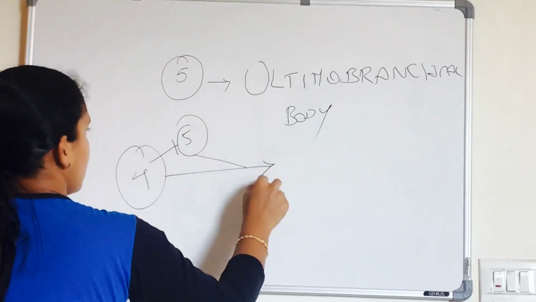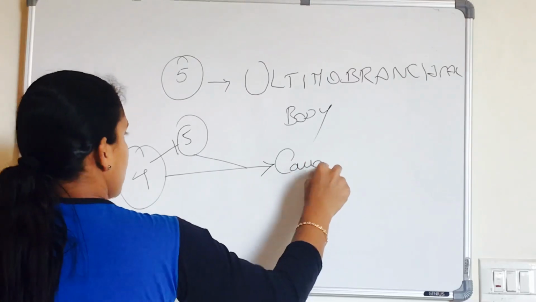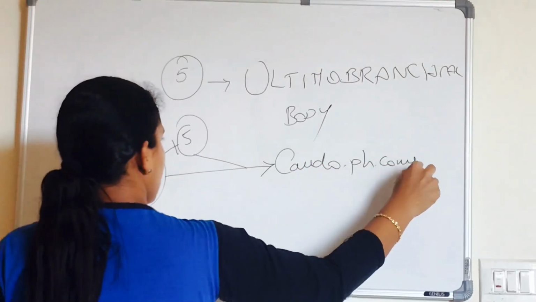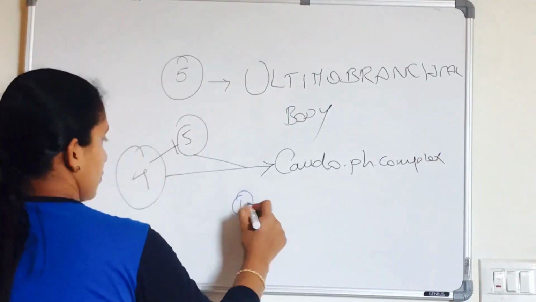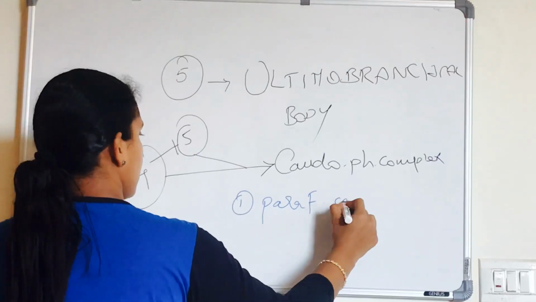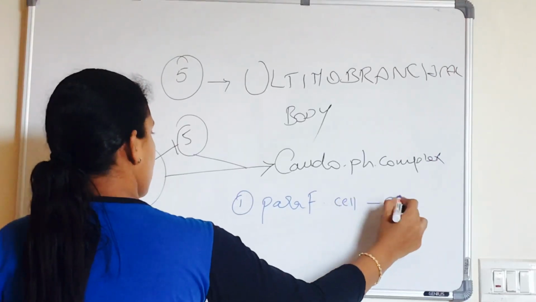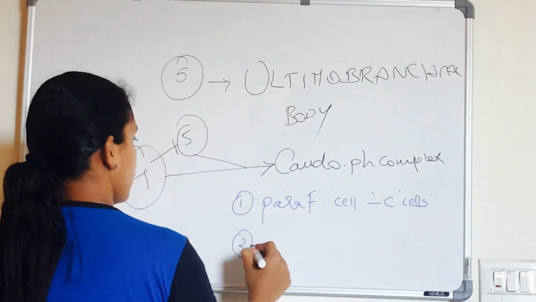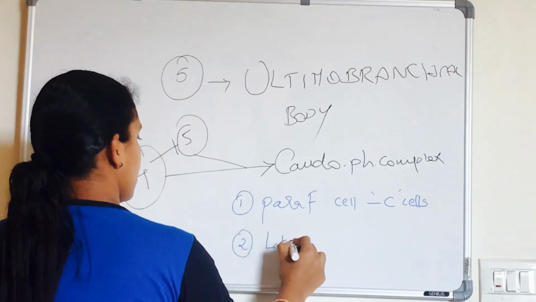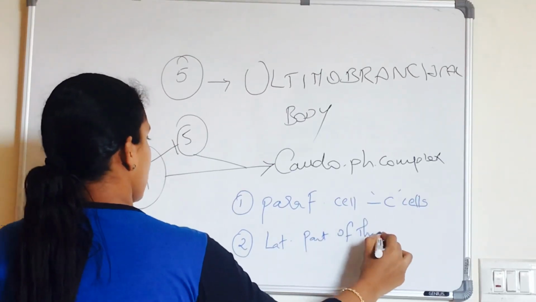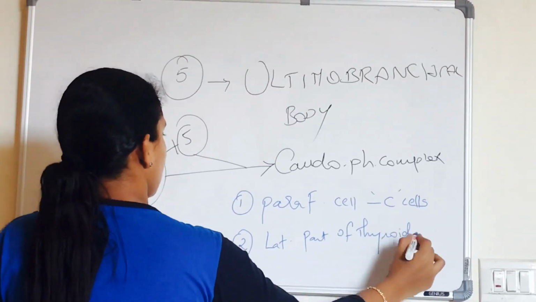Its fate is controversial. It is generally believed that the fifth pouch incorporated with the fourth pouch to form a complex called caudopharyngeal complex. You have to remember only two points. This caudopharyngeal complex gives rise to parafollicular C cells of the thyroid and some part of the thyroid gland, that is lateral part of the thyroid gland, sometimes also superior parathyroid glands.